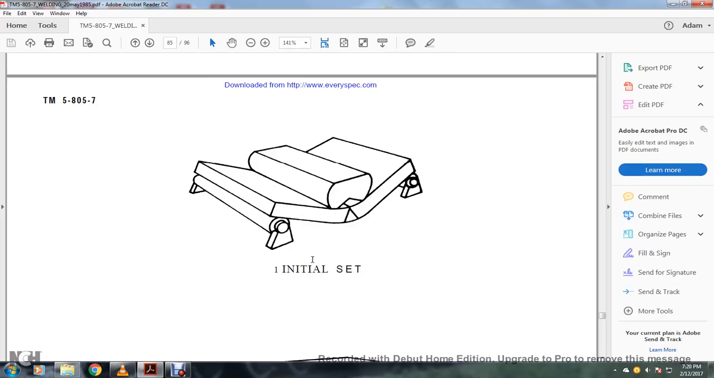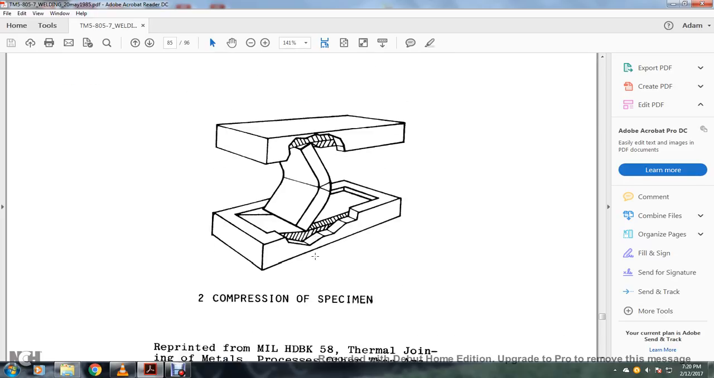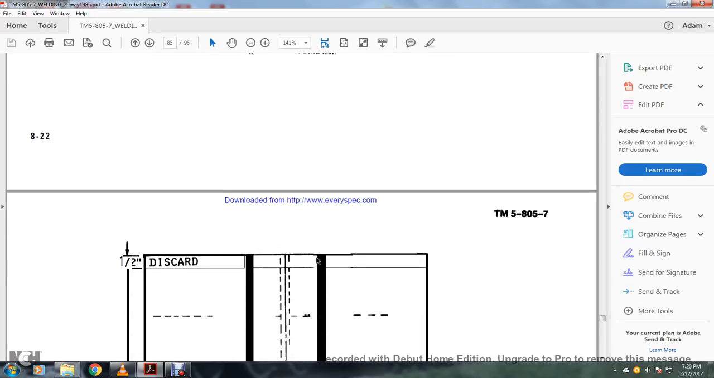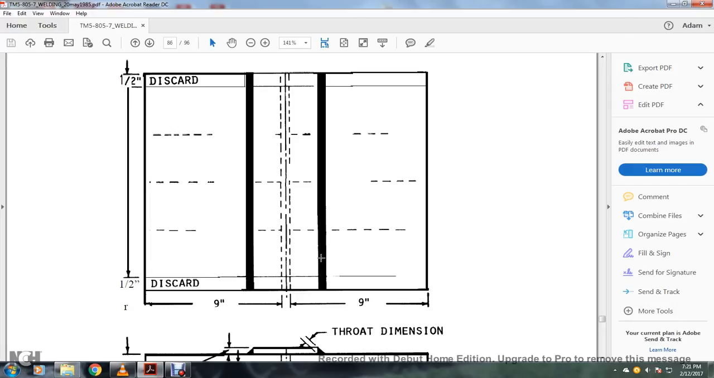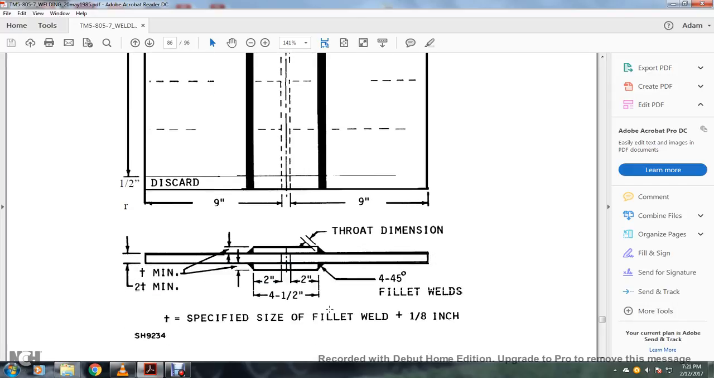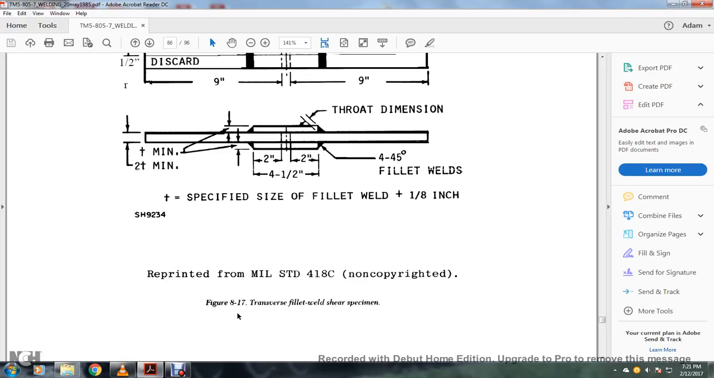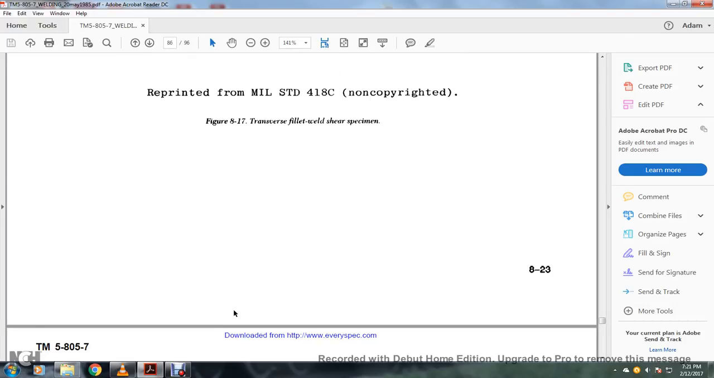Figure 8.17 shows the throat and the specified size of the fillet weld, 1/8 of an inch, with a 45 degree angle to the throat dimension. Figure 8.17, transverse fillet weld shear specimen.